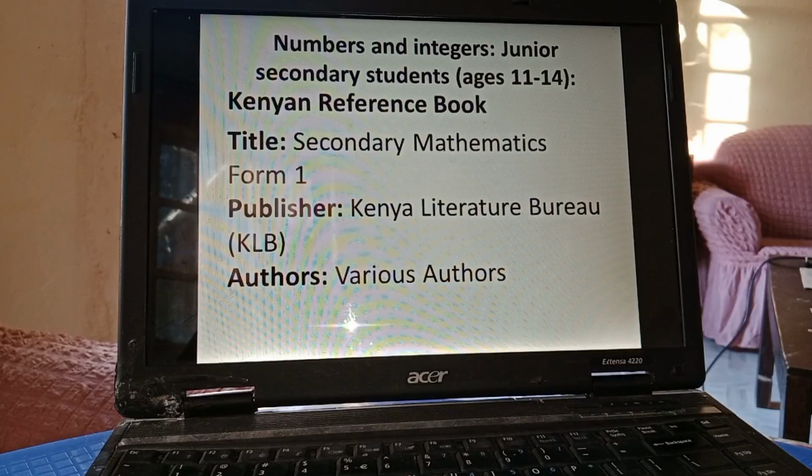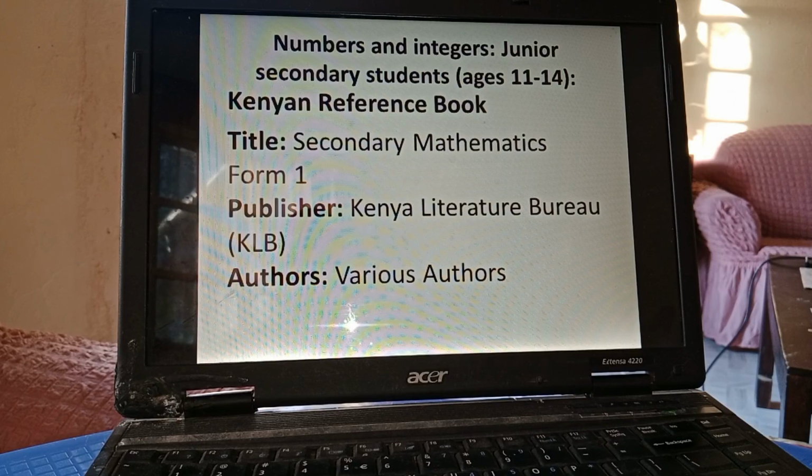So, welcome. I'm now going to go to numbers and integers, and I will start with the reference books, guys. Let me start the lesson on numbers and integers by giving the reference books.